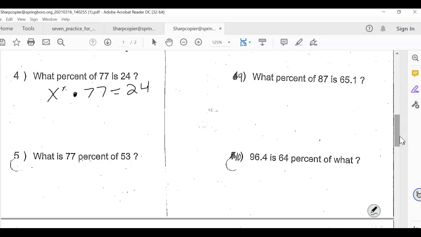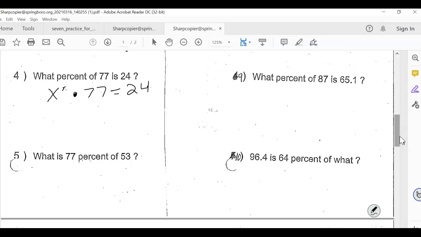So a lot of you, when you see this problem, you just automatically do 24 divided by 77 to get your answer. A lot of you do that with a calculator. That's correct. That is the right answer. Okay? But I need to see it using this. This proves your answer. That makes sense?